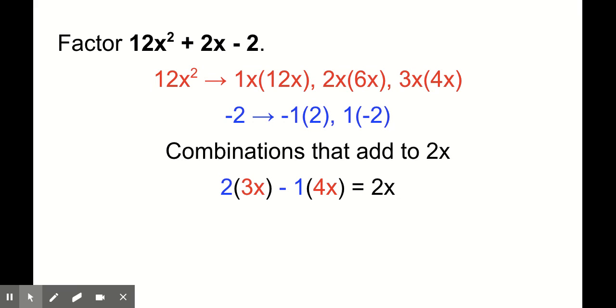Okay, well, we got this combination. So it's 2 times 3x, and then negative 1 times 4x. So if I want the 2 times the 3x to multiply together, they need to be in separate parentheses. So 3x and 2. And if I want the negative 1 and the 4 to be multiplied together, they need to be in separate parentheses. All right, so that would be the factors of 12x squared plus 2x minus 2.